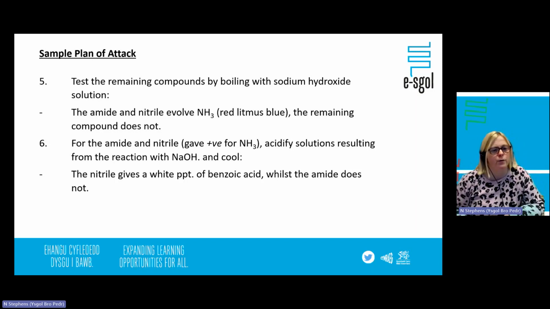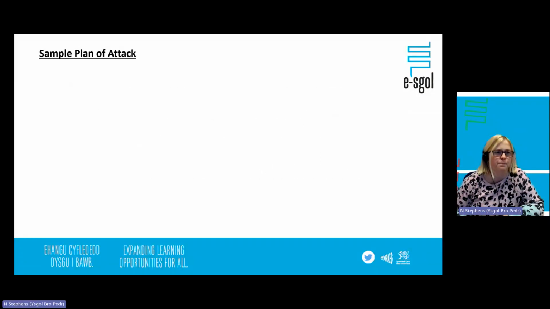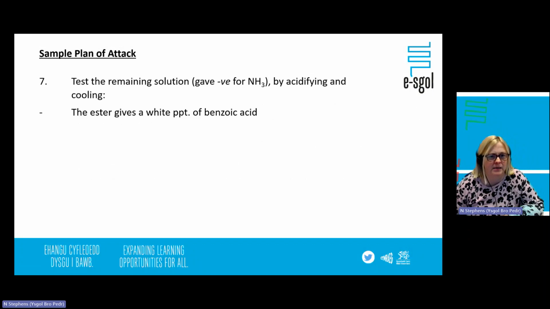But you can also confirm it by the fact that the nitrile gives a white precipitate of benzoic acid if the reaction mixture is acidified and then cooled. Okay. And then finally, just to confirm that ester, which gave no positive evolution of ammonia, you can acidify it and then cool it, and the ester gives a white precipitate again of that benzoic acid. So in 7 relatively straightforward steps, you've identified all 8, and you've identified them all chemically as well, which is the key thing here. All possibilities, and therefore it is a really good, sensible plan of attack that you could have used.